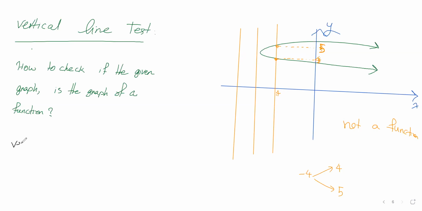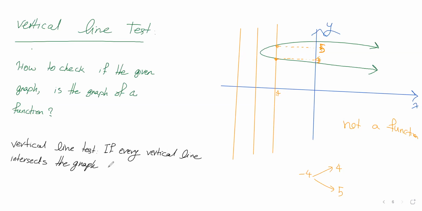So what is the vertical line test? Finally, the vertical line test: if every vertical line intersects the graph at most once, which means either it doesn't intersect or it intersects at one point, then the graph is the graph of a function.